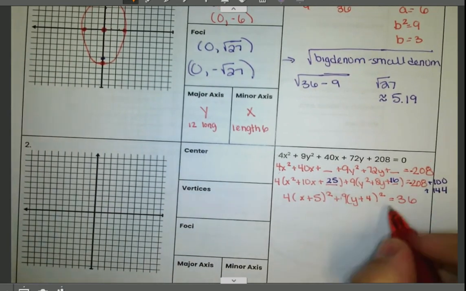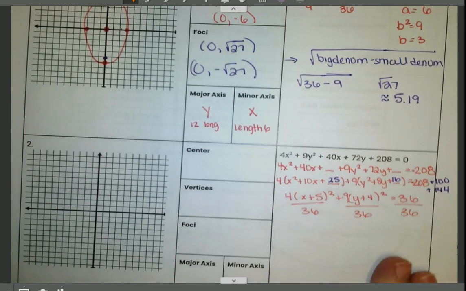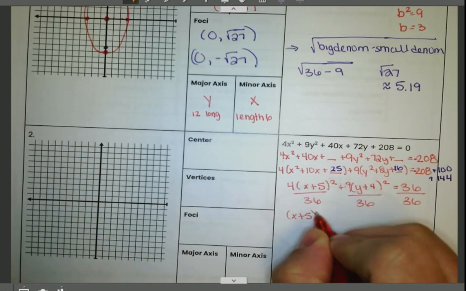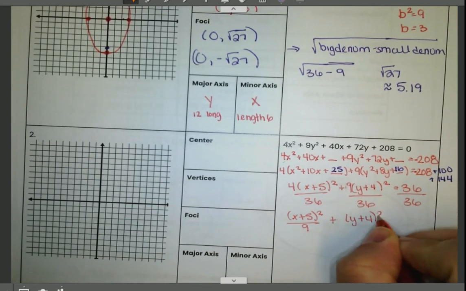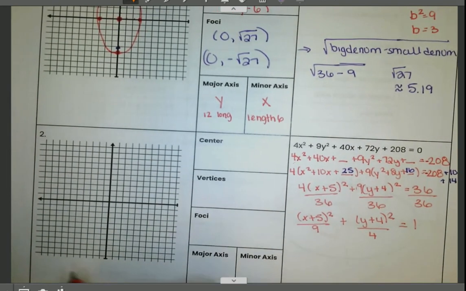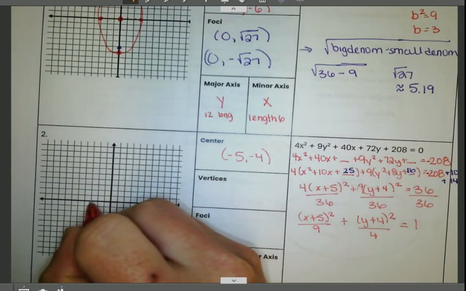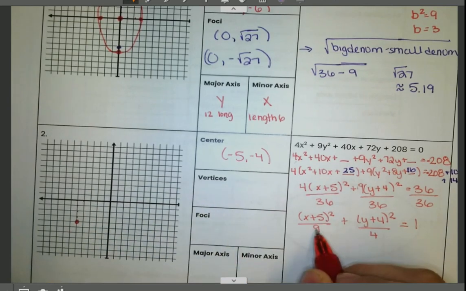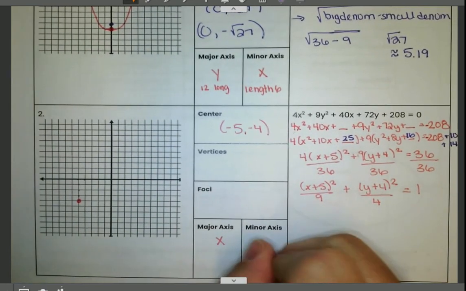Now we need to put it into standard form where our r is 1, if you're thinking of the equation of a circle formula. So I'm going to reduce: x plus 5 squared all over 9, plus y plus 4 squared all over 4, equal to 1. Our center will be at negative 5, negative 4. Our major axis is going to be the x-axis this time because 9 is bigger than 4.